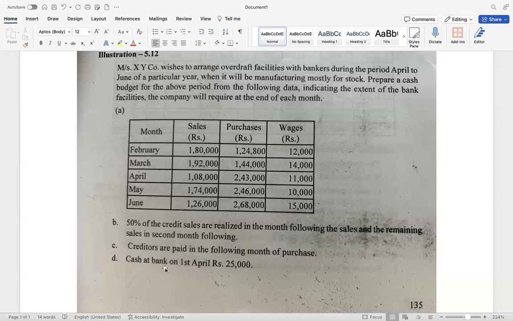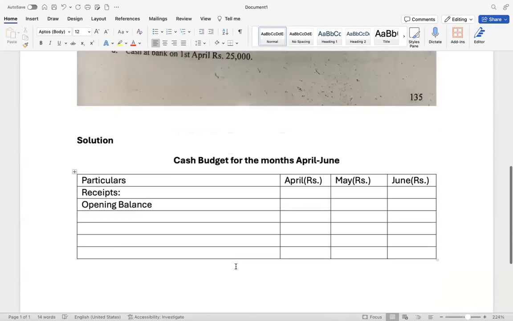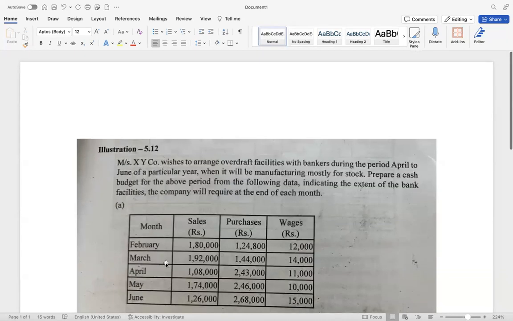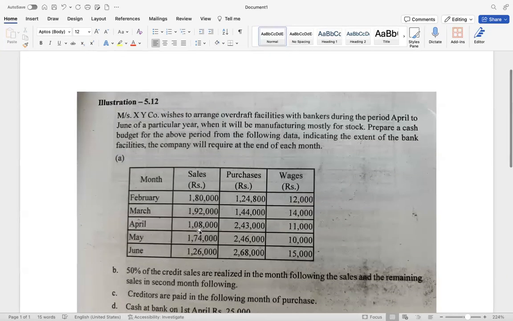So cash at bank on the first day of April is 25,000. This is the opening balance for the first month. Let's go on calculating some workings. Then we will go to the cash budget. Let's first go to the month of April. Sales for the month of April are 1,08,000.